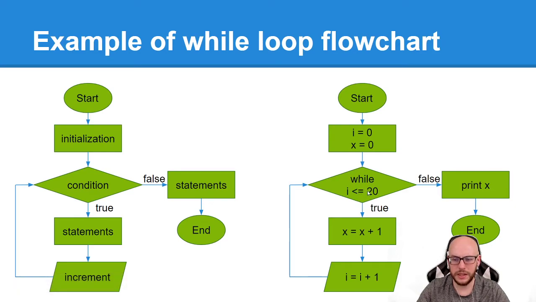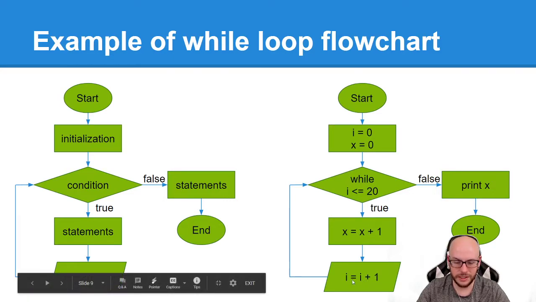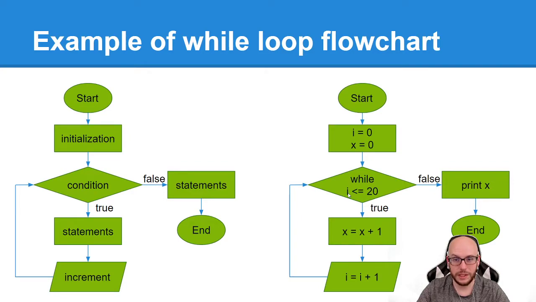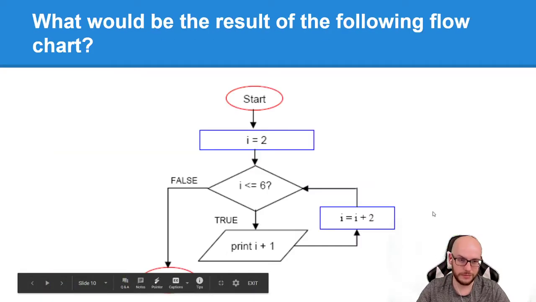At this point, I is 1. And so I'm going to ask, is 1 less than or equal to 20? Well, that's true. We're going to increment x, increment I. We're going to keep doing this 20, 21 times. Eventually, I is going to hit 21, at which point we would ask, is 21 less than or equal to 20? That is false, and we would print the final value of x before our program ends.